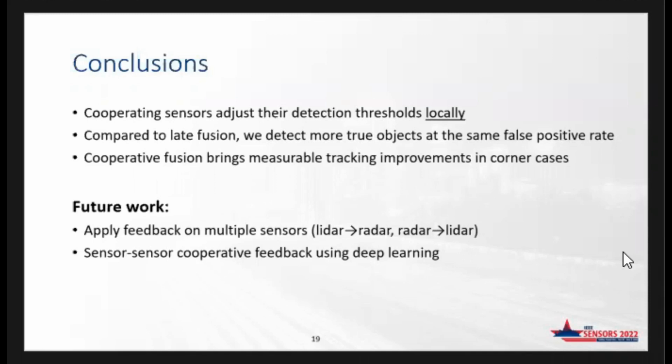And for the future, we want to apply this feedback technique on multiple sensors. So we also have radar, and also radar and camera cooperation. So we are looking into LiDAR and radar cooperation. And also we want to use deep learning to basically offload the modeling to a neural network instead of the equation that I proposed.